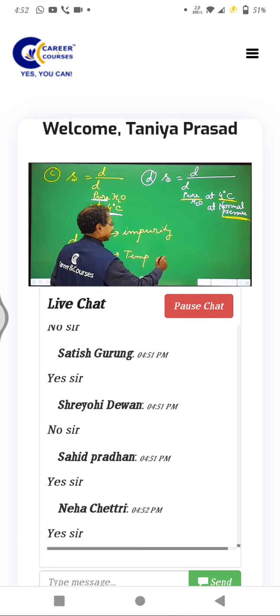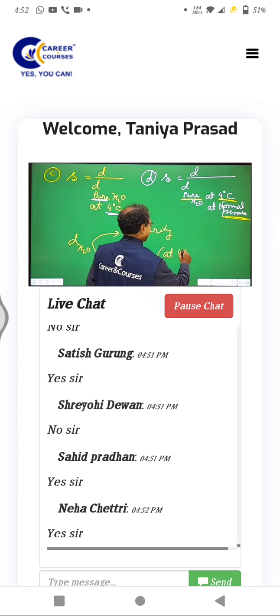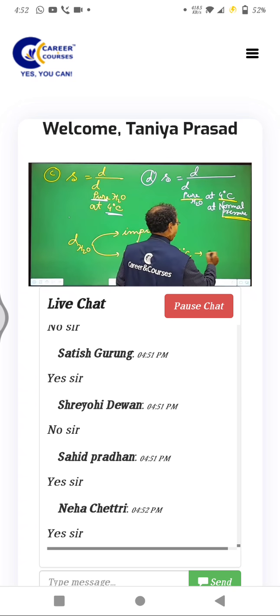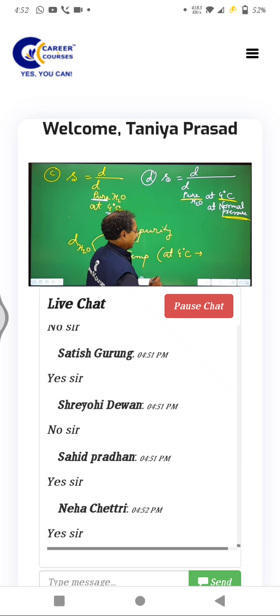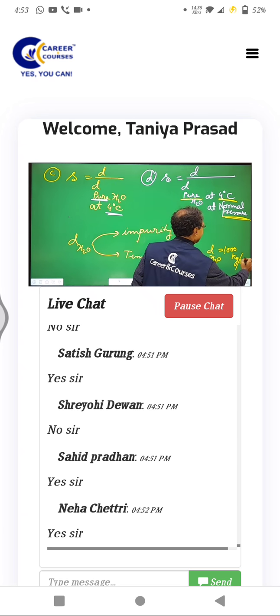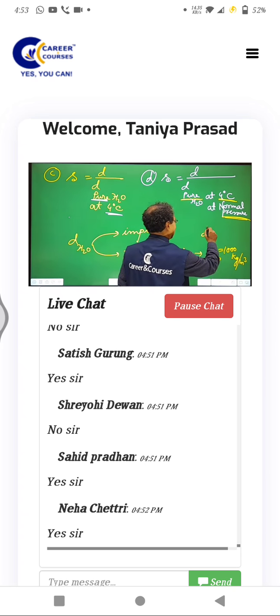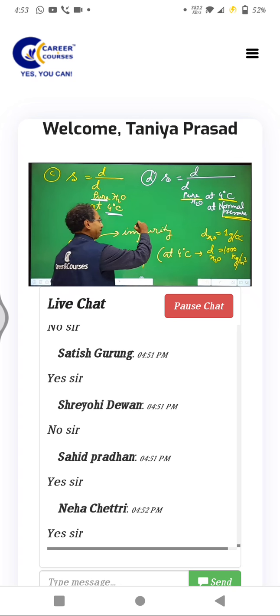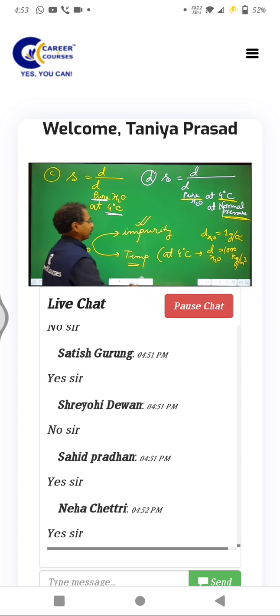At 4 degrees Celsius, the density of water is highest. The density of water becomes 1000 kg per meter cube. In SI, or in CGS, it can be written as 1 gram per cc. So there is only the effect of impurity and temperature over the density of water. It doesn't depend upon any other factor.